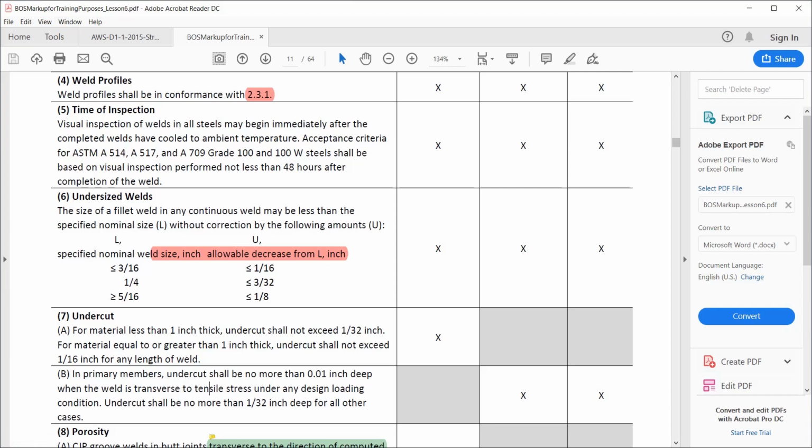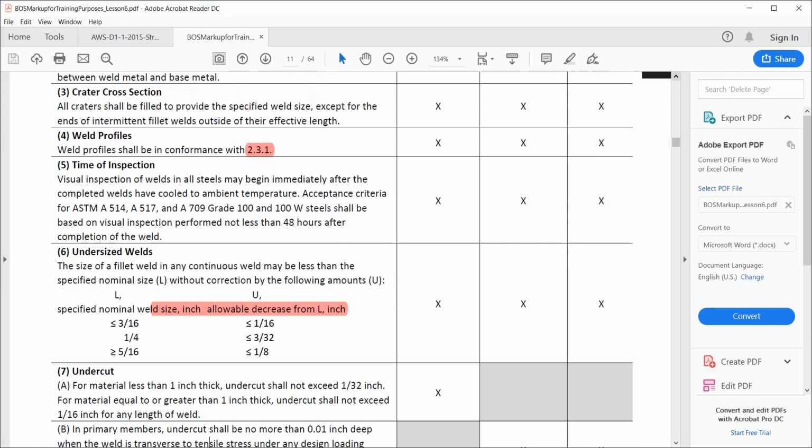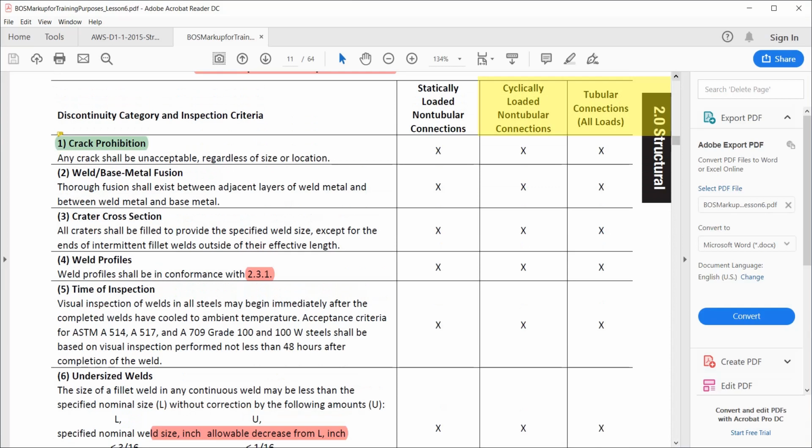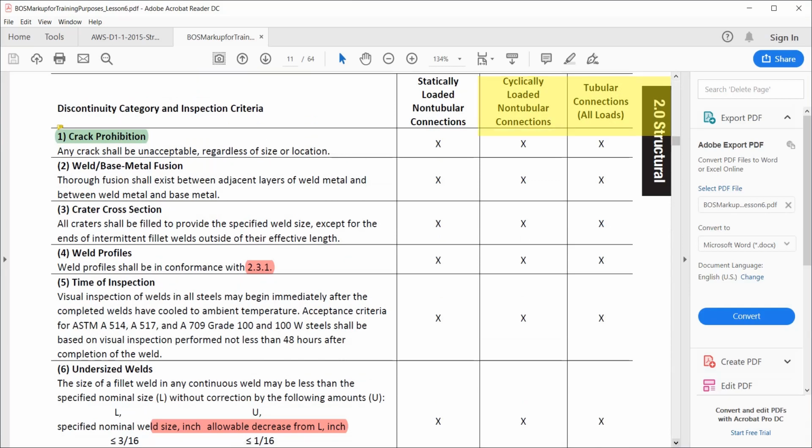Next category, next condition applies to both cyclically loaded non-tubular connections and tubular connections for all different types of loads.